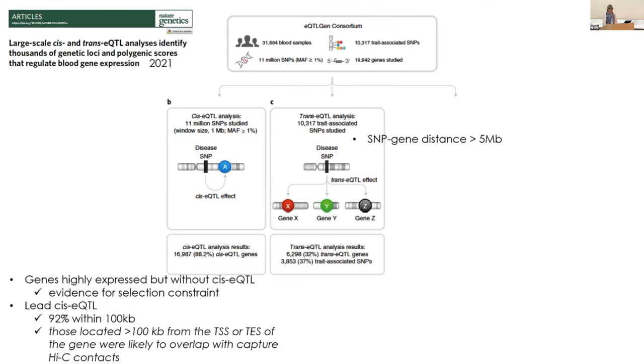We heard this morning about eQTLs. So in this paper of 32,000 people with gene expression in blood, they identified 88% of genes had a cis eQTL, so in less than one megabase from the gene. And of those, 92% were within 100 kilobases. And those without a cis eQTL had evidence for selection constraint. That paper also looked at trans eQTLs.